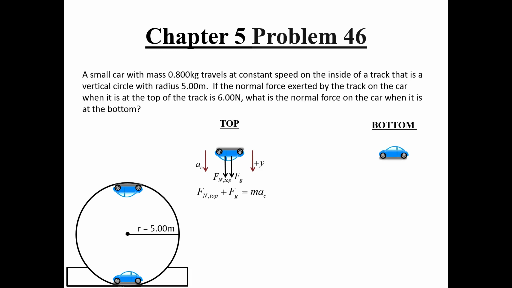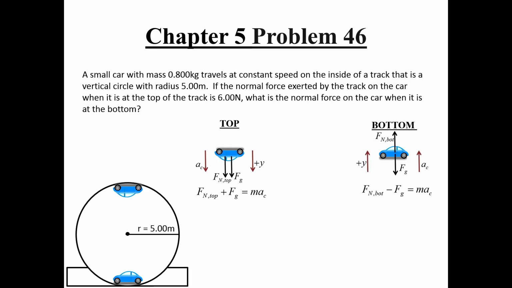At the bottom of the loop, the car will experience the same two types of forces. However, because the track is now below the car, the normal force will push the car upwards while gravity will still be pulling the car down. Again, the centripetal acceleration is pointing directly towards the center, so, allowing the upward direction to be the positive y direction, we find that the gravitational force subtracted from the normal force is equal to the mass of the car times the centripetal acceleration.